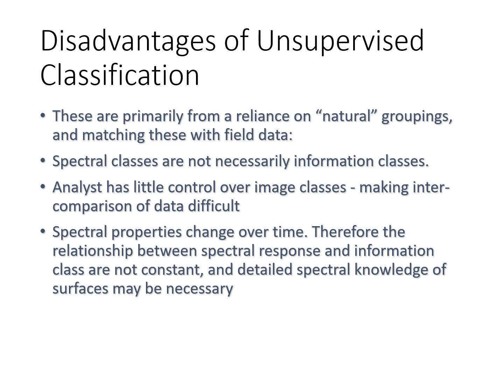Disadvantages are that unsupervised classifications rely on natural groupings or clusters, and matching them with what's actually going on in the real world is not necessarily the easiest thing to do. So spectral classes are not necessarily information classes, okay? You have very little control over the image classes, okay?